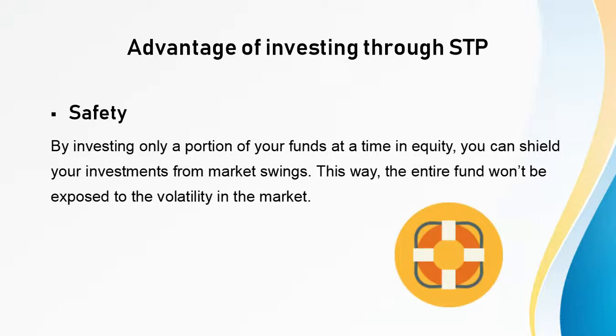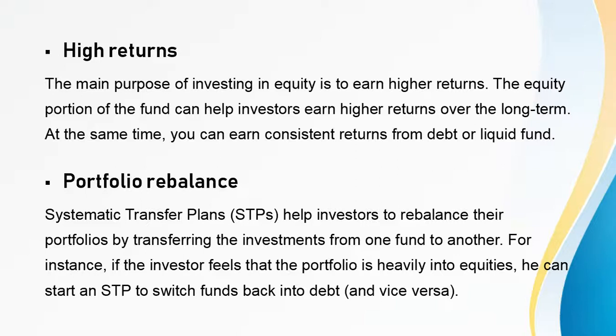Now let's look at the advantages of investing through the systematic transfer plan. First is safety. By investing only a portion of your funds at a time in equity, you can shield your investments from market swings. This way, the entire fund won't be exposed to the volatility in the market. Another benefit is high returns. The main purpose of investing in equity is to earn higher returns. The equity portion of the fund can help investors earn higher returns over the long term. At the same time, you can earn consistent returns from debt or liquid fund.